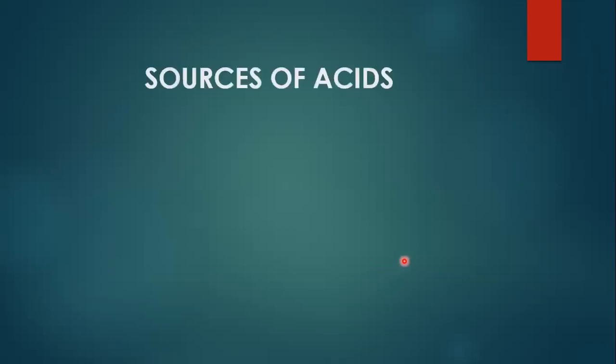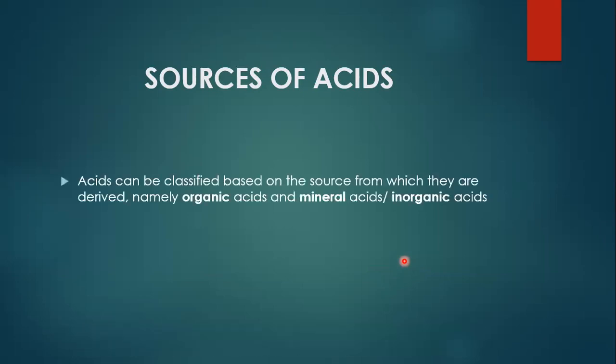Okay, so let's look at sources of acid. Where will you get these acids from? Where are these acids normally found? Now, acids can be classified based on the source from which they are derived as 1, organic acids, and 2, mineral or inorganic acids. So based on their source, acids can be classified as organic and inorganic or mineral acids.